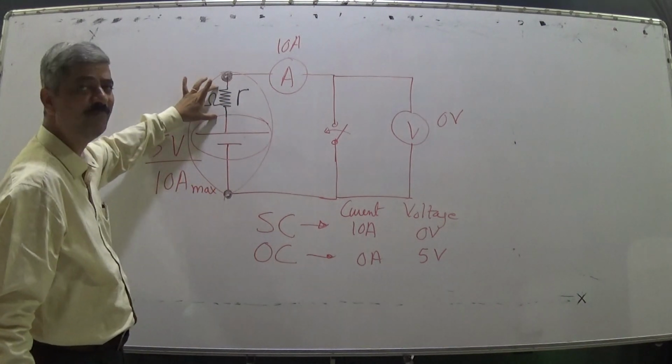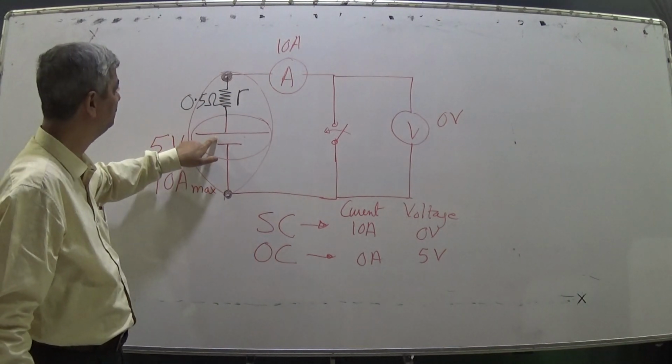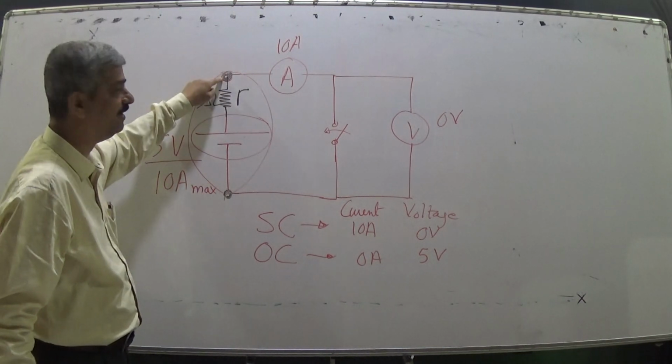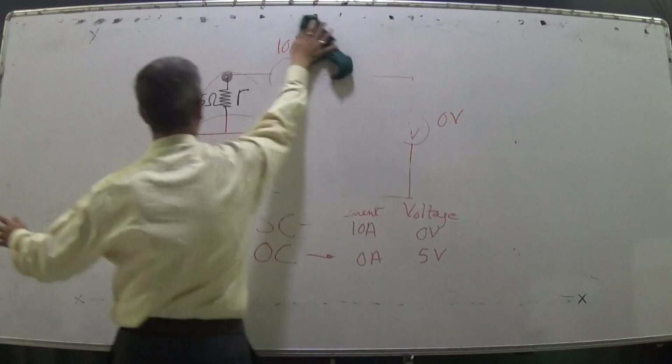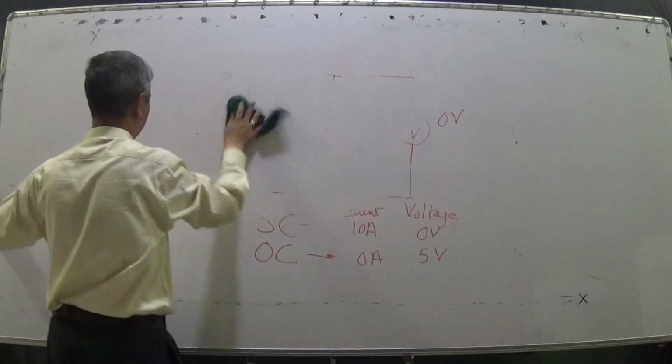Current will flow, no drop will be there across it. So 5 volts, 0 current, so 5 volts. So instantly all problems are solved and you can answer any question.